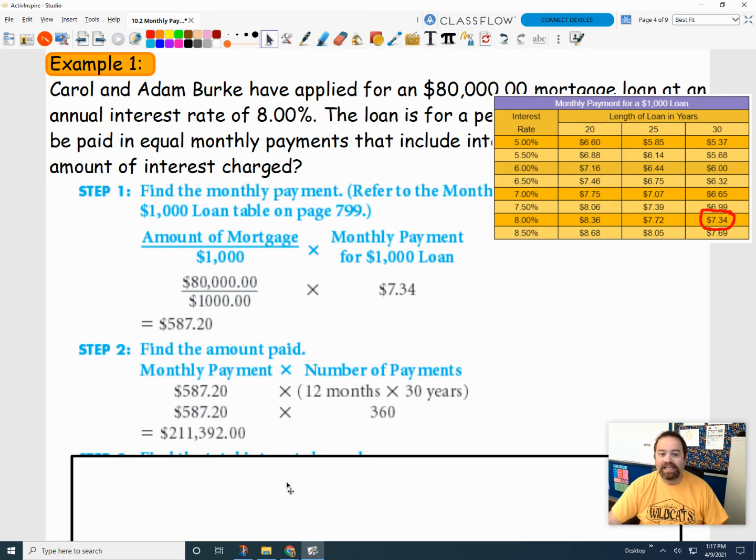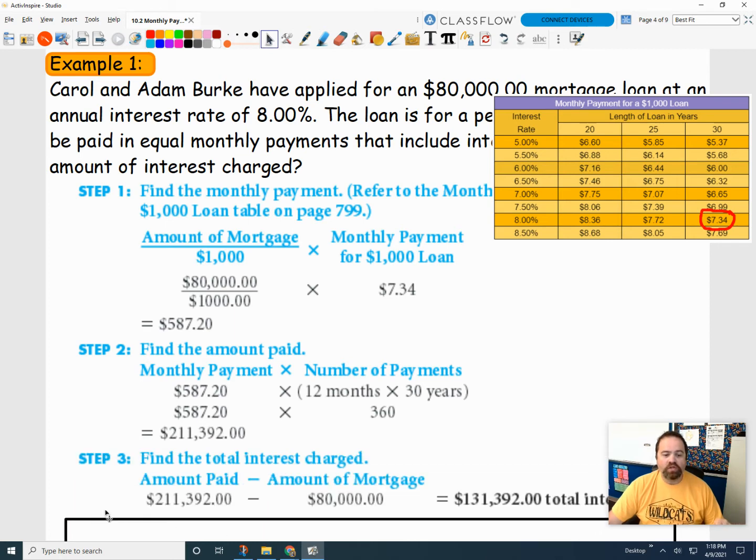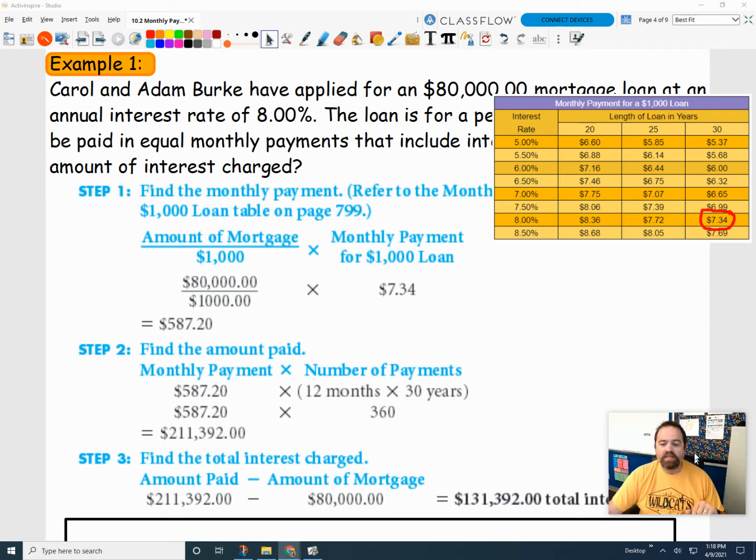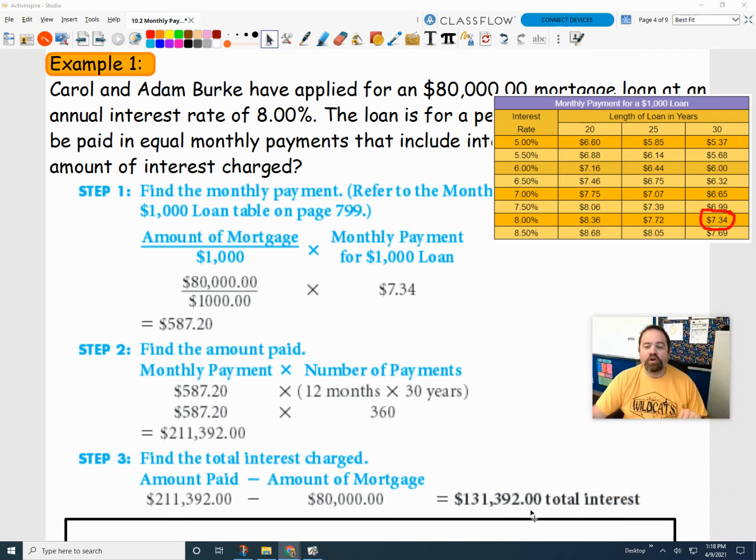$211,392. That's a lot more than they borrowed. That's more than twice what they borrowed. That's almost 3 times what they borrowed because it's such a lengthy loan. And then to figure out how much interest they paid, you take what they borrowed, $80,000, and you subtract it from what they repaid. So you take that $211,392, subtract $80,000. They wound up paying $131,392 in interest.